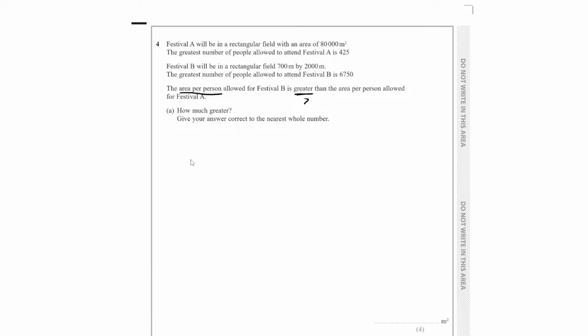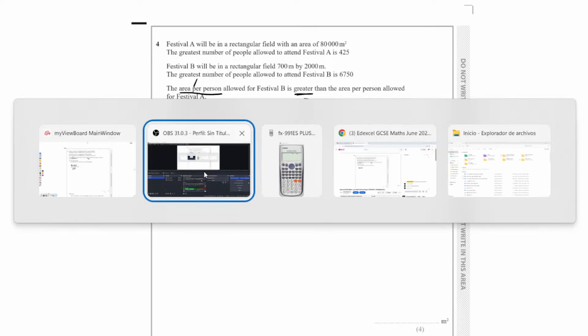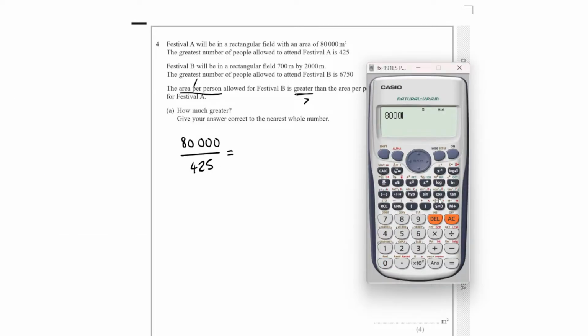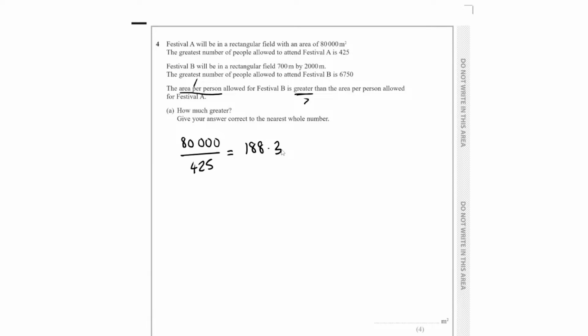So Festival A, we already know the area, 80,000. And they said the area per person, the word per is like a divide, isn't it? So divide that by the 425 people. Obviously, this one you'll want your calculator for. So 80,000 divided by 425. Now, that's not a great number, but just write down a few decimals. 188.235, maybe write down that many. Just for now, and we'll come back to it. So that's the area per person, basically, isn't it? For A.